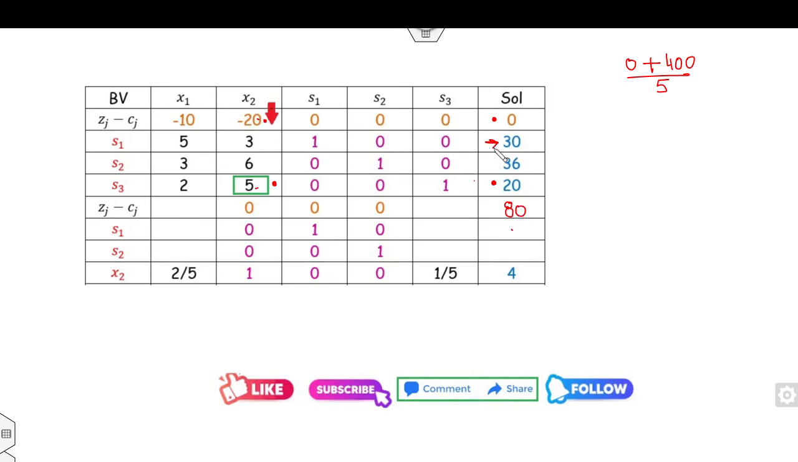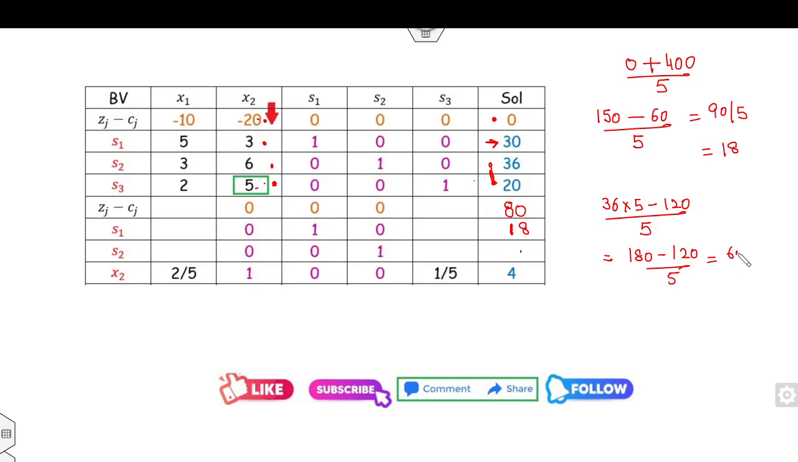Can you find this number? The previous value is 30. The other elements are 20, 5 and 3. Start from the pivot element: 150 minus 3 into 20, 60, divided by the pivot element. So that is 90 over 5, which will be 18. So this number is 18. Can you find this number? 36, 20, 6, 5. Start from the pivot element: 36 into 5 minus 120, divided by the pivot element. So that will be 180 minus 120, so 60 upon 5.